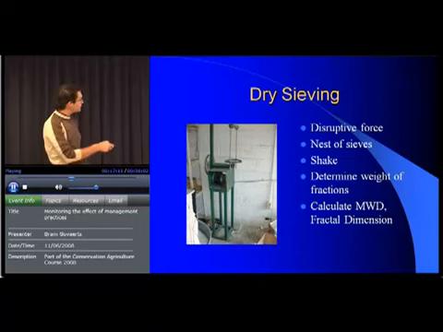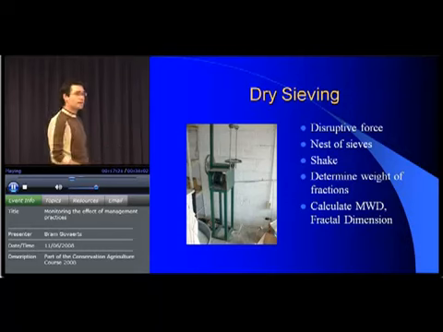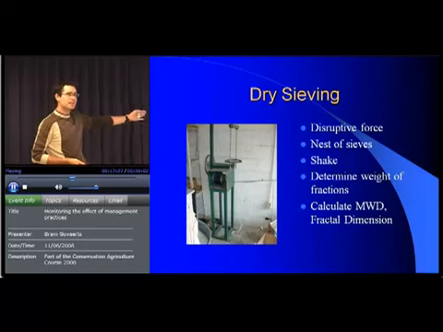Why? Because of course, if you have 8 sieves here, you're going to have 8 numbers. So you have to summarize them in one number, because otherwise it's very difficult to work with it. So that's why we are calculating the mean weight diameter. Right? I will explain to you how to calculate that later. Now, what does this tell you? Is this aggregate stability?